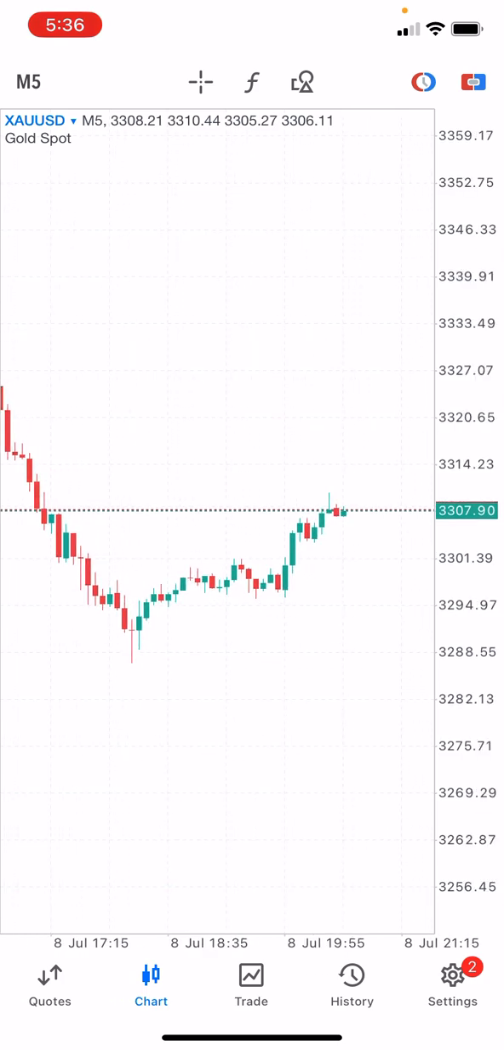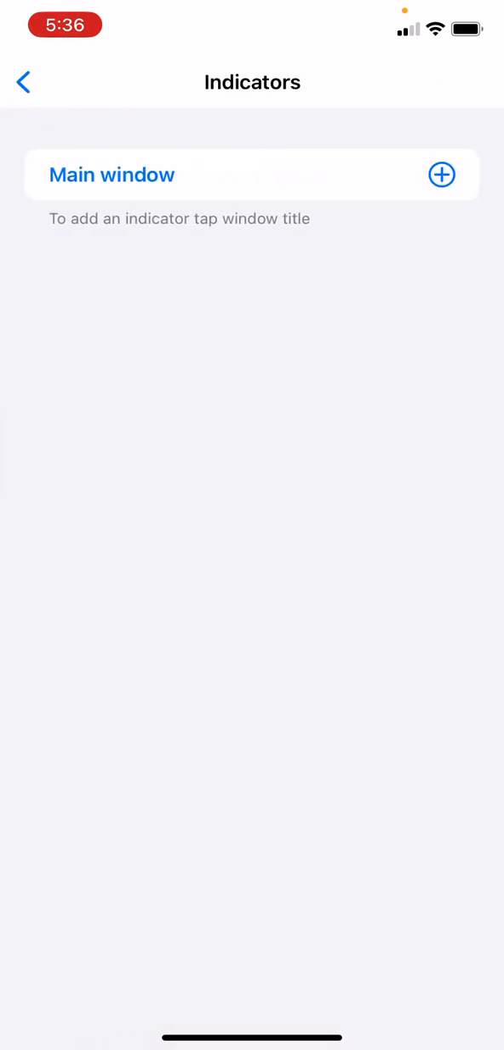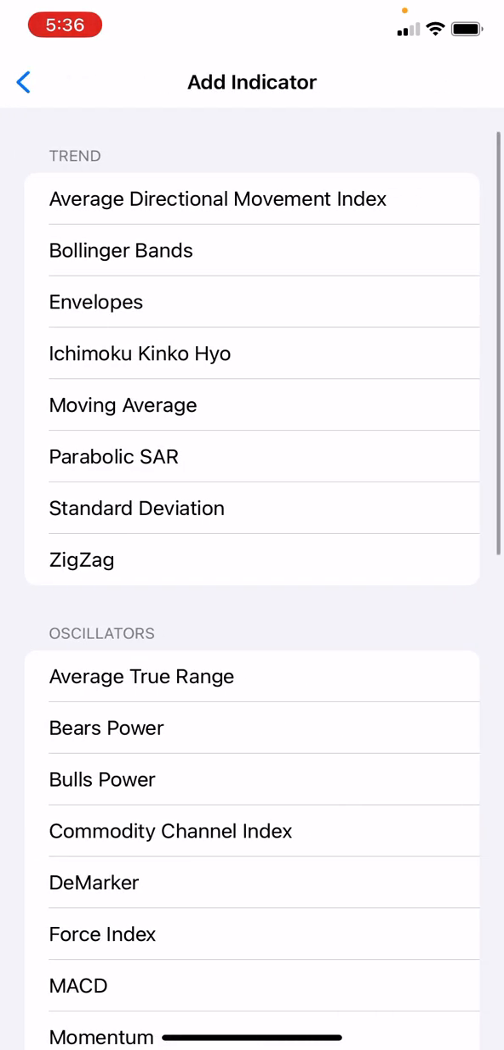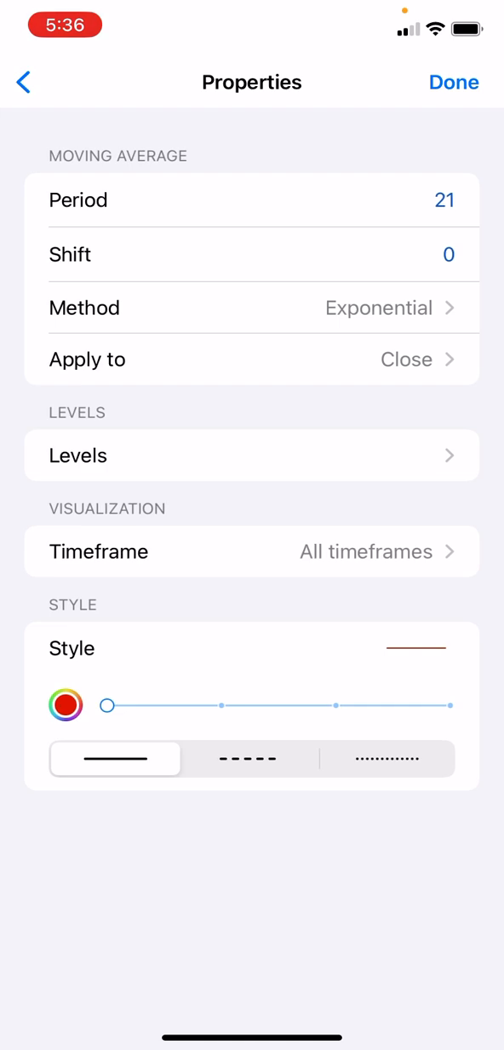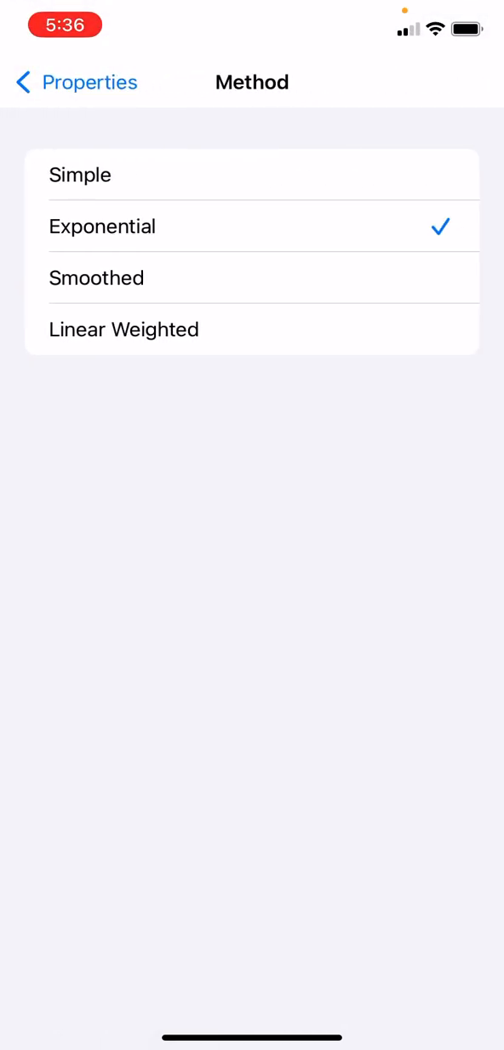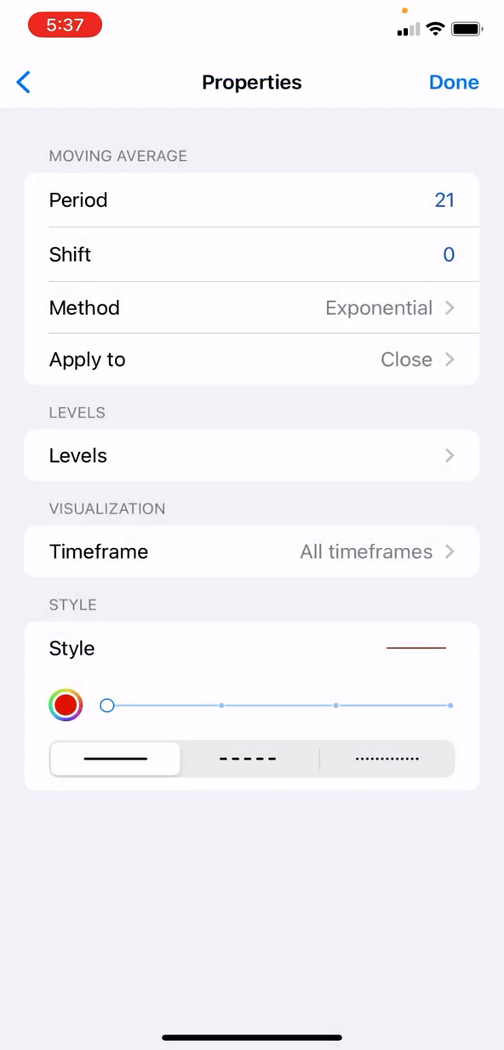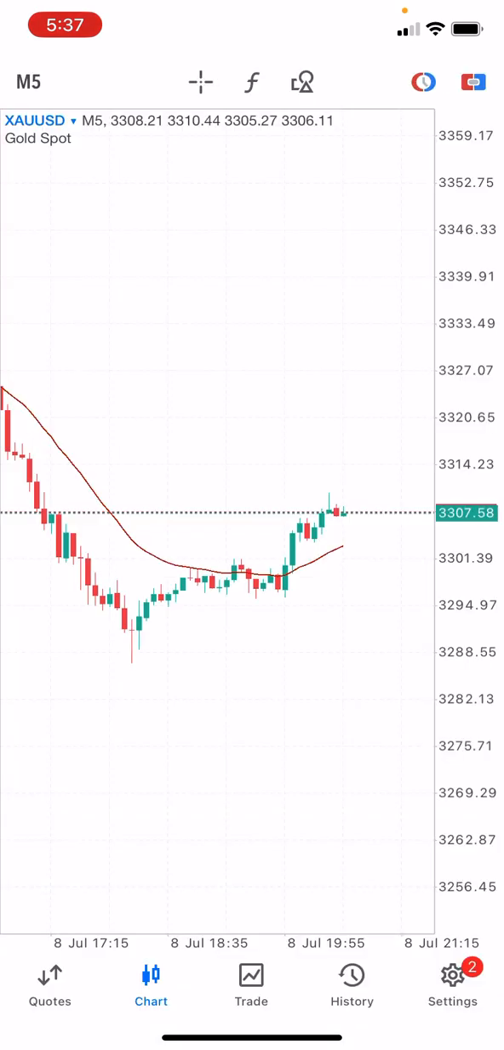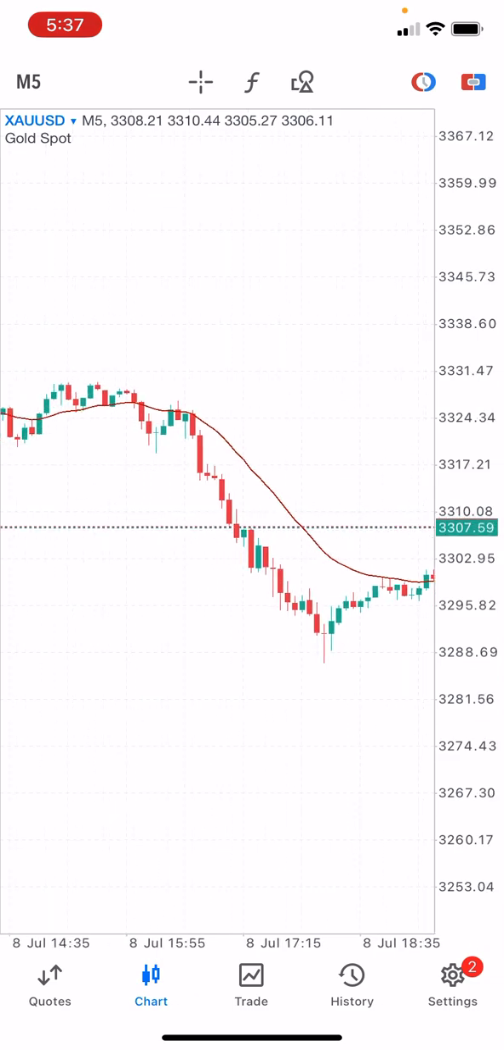So let's get started. First things first, let's add the first indicator on the chart. You click on the F icon, click on main menu, click on moving average, and the first moving average should be 21 period, shift should be 0, and change the method to exponential. Yours will be at simple, change it to exponential, and then apply to close. Let's use red for this. Click done. So this is the first one we have.